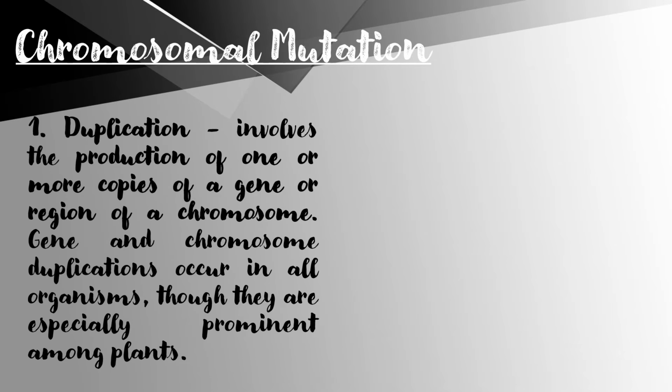Number 1, we have duplication. It involves the production of one gene or more copies of a gene or region of a chromosome. Gene and chromosome duplications occur in all organisms, though they are especially prominent among plants.